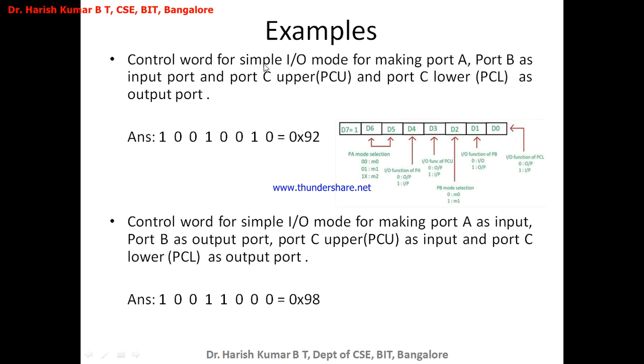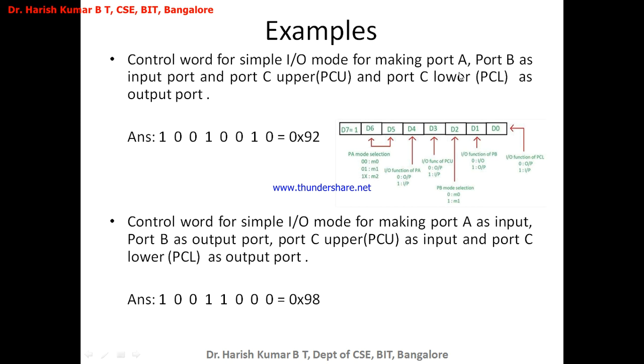Since it says operate it in simple IO mode, this bit must be 1. It is acting as an input output port. This is always 1. I have made it 1. Next, it says simple IO mode. I want to make port A operate in simple IO mode and port B also operate in simple IO mode, and port C always operates in simple IO mode.